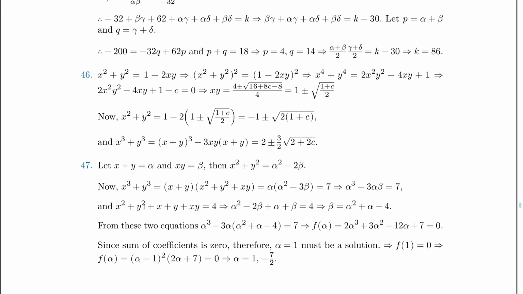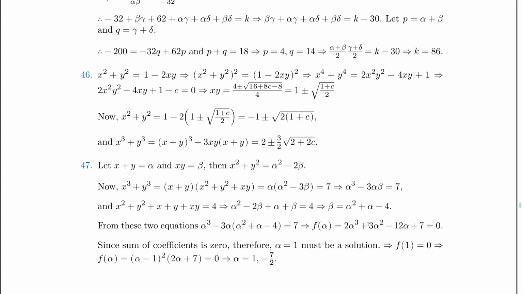Now x square plus y square plus x plus y plus xy is equal to 4, which is given. So we can rewrite this as alpha square minus 2 beta plus alpha plus beta is equal to 4. So beta is equal to alpha square plus alpha minus 4. Now we have the value of beta, we substitute in this equation, we get alpha cube minus 3 alpha into alpha square plus alpha minus 4 is equal to 7. So we get f of alpha is equal to 2 alpha cube plus 3 alpha square minus 12 alpha plus 7 is equal to 0.